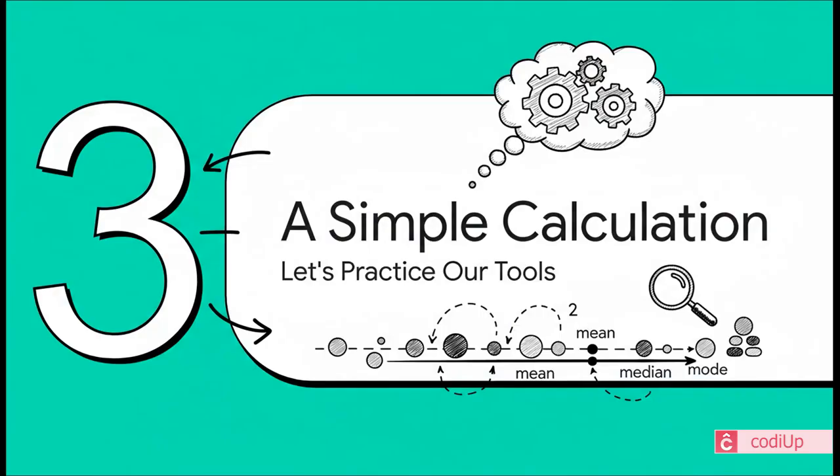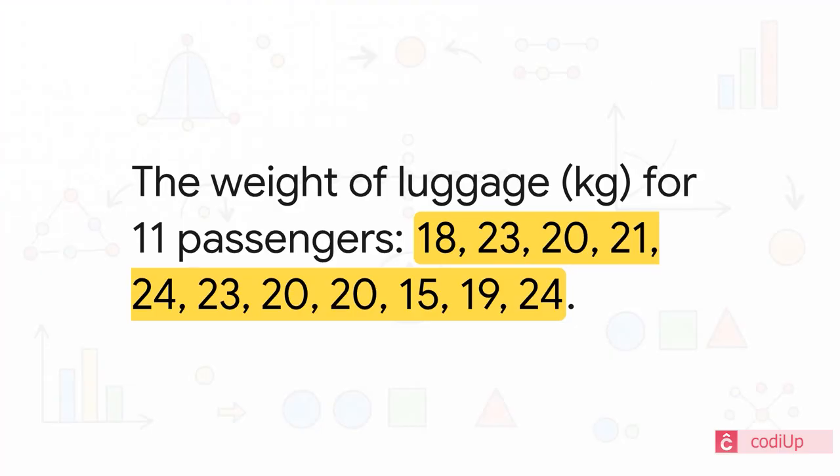All right, enough with the definitions, right? Let's get our hands dirty and actually put these tools to work. We're going to start with a nice, simple example to see how each one works in the wild. So, imagine we're at an airport, and we've just weighed the luggage for 11 different passengers. As you can see, it's just a jumble of numbers. Our mission is to find the center of this data.